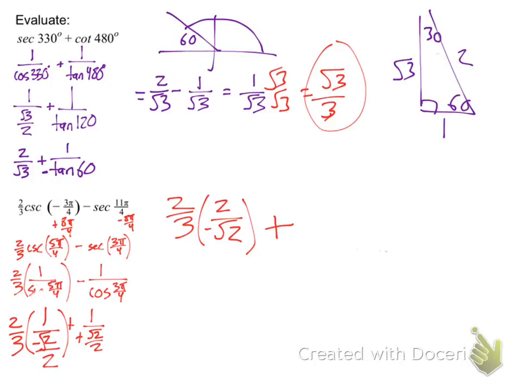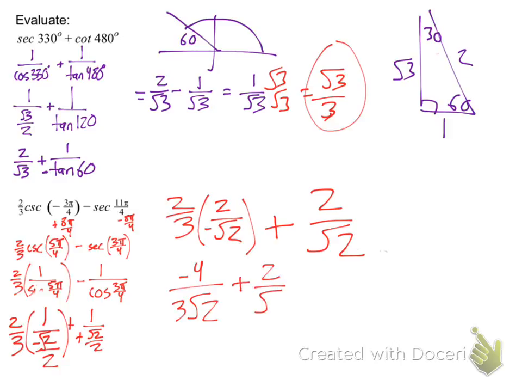Plus, I flip that one, and that's 2 over the square root of 2. Correct? 2 times 2 is 4. Can I bring the negative to the top? Just get it out of there. So this would be a negative 4 over 3 square root 2 plus 2 over square root 2.